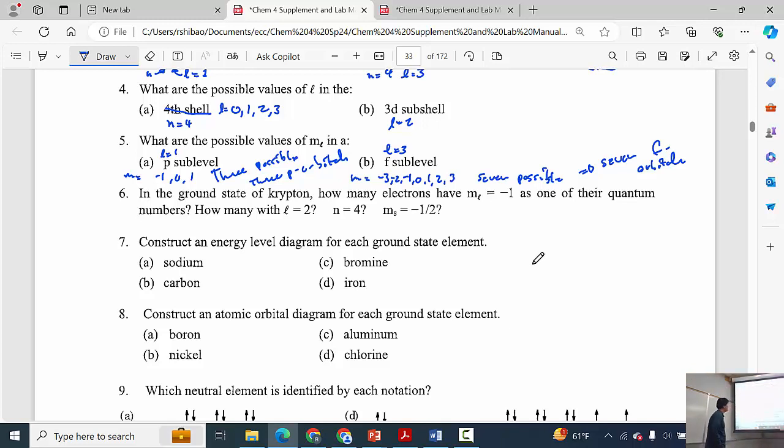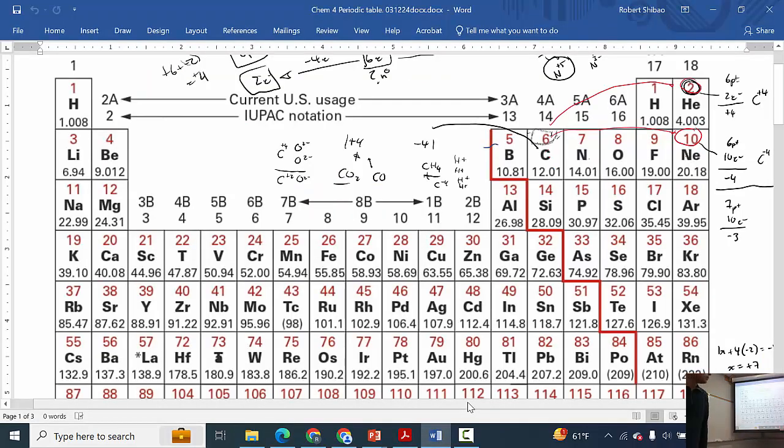Six, in the ground state of krypton, what shell is krypton in? Let's take a look at the periodic table. Can you tell what shell krypton is in? The 4th shell. First shell, second shell, third shell, 4th shell. And not only is it in the 4th shell, the 4th shell has to be completely filled. And so it's a completely filled 1st, 2nd, 3rd, and 4th shell. That's krypton.